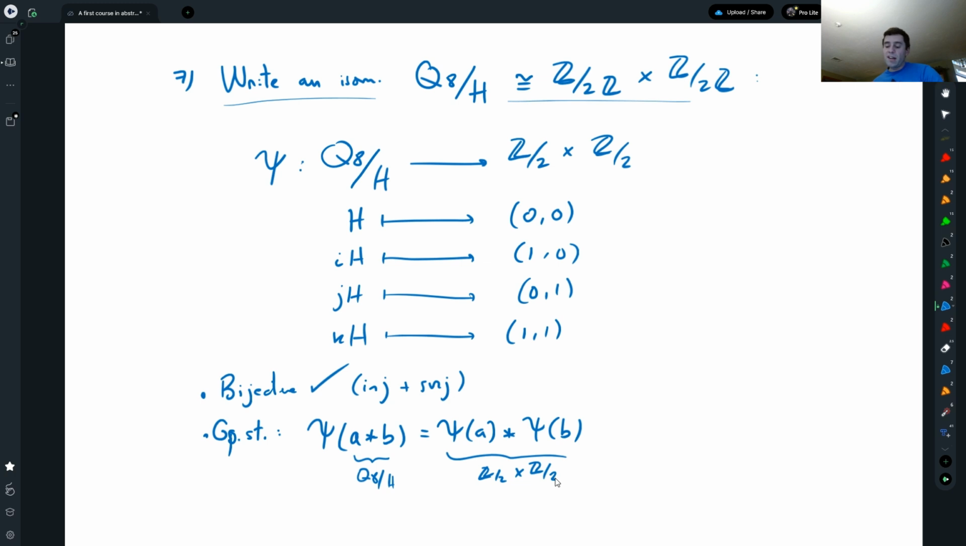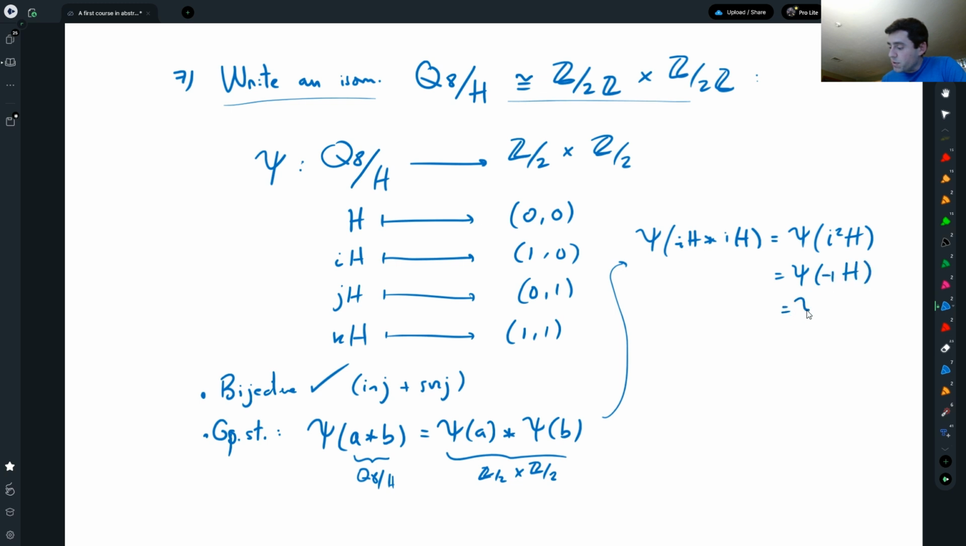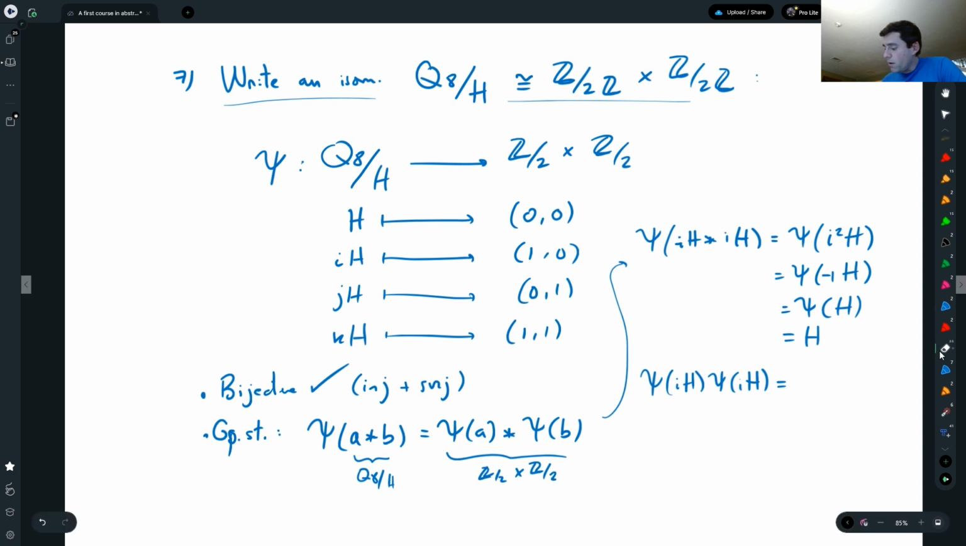So let me just do some examples to show that this is actually happening. So for example, psi of iH times iH, that is on one hand psi of i squared H, which is psi of minus 1 H, which is just psi of H, and therefore H goes to H. Or I can just check that psi of H times psi of H, I also get, since H maps to the identity, which is (0, 0).